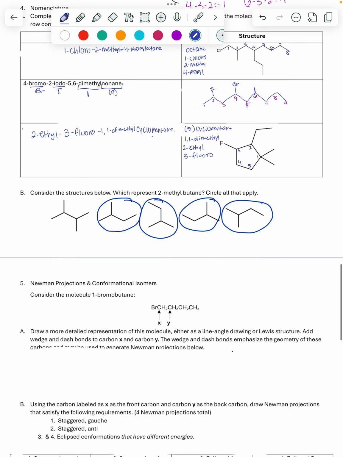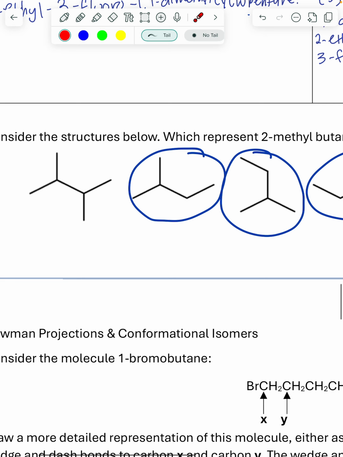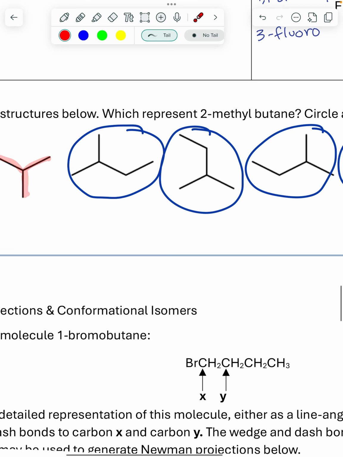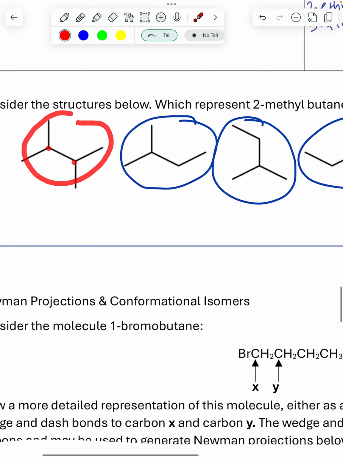Okay, this one also I couldn't erase, but we're just going to go through this. So we have to find out which of these represent 2-methylbutane. So butane means 4, so we know that the longest carbon chain has to be 4. Well, let's look at this one right here. We have 1, 2, 3, 4. So we have the longest carbon chain as 4. However, there's 2 methyls. In this name, there's only 1 methyl. So we know that this automatically is not it. If it was 2,3-dimethylbutane, then this would be the answer, but that's not what it's asking us to do.